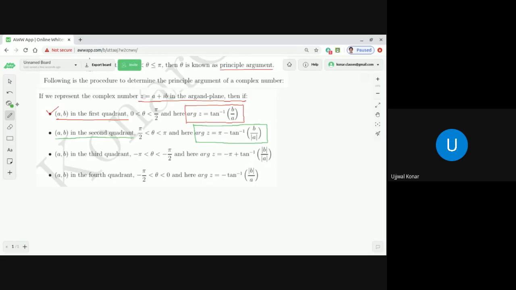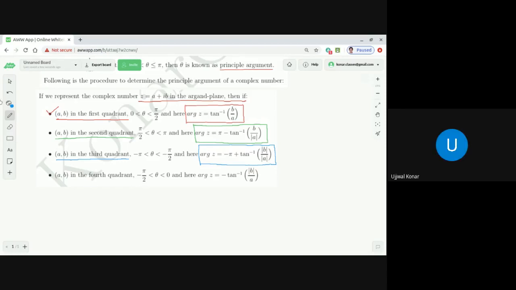If AB is in the third quadrant, dear students, then how are we going to find the argument? The argument here is minus pi plus tan inverse of mod B by mod A. Here both A and B are negative, and as both are negative, we are going to find mod B and mod A.